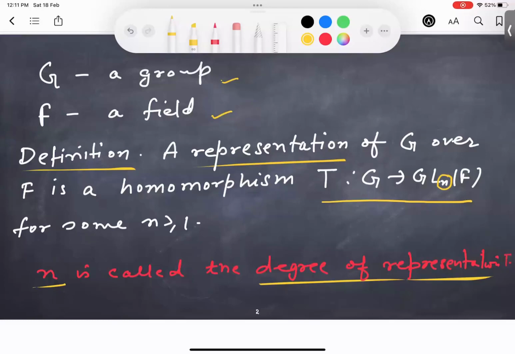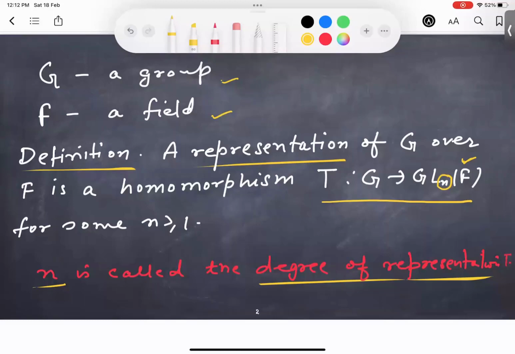So let me tell you, when the field changes, the representation theory completely changes. The representation theory of a group over complex numbers is far different from its representation theory over rationals or over reals. If the field is algebraically closed, for example, say complex numbers, representations are easier to handle, easier to understand. The theory is much more refined as compared to the representations when the field is small. So this field is very important when we are talking of the representation.